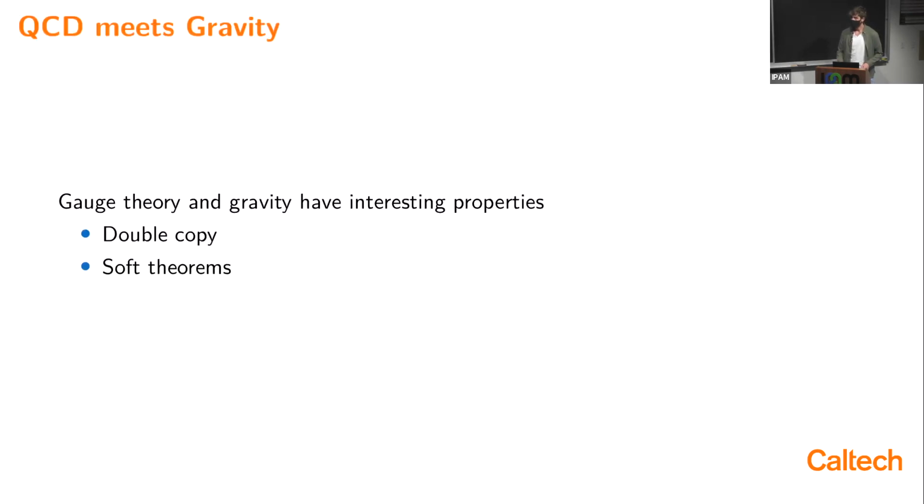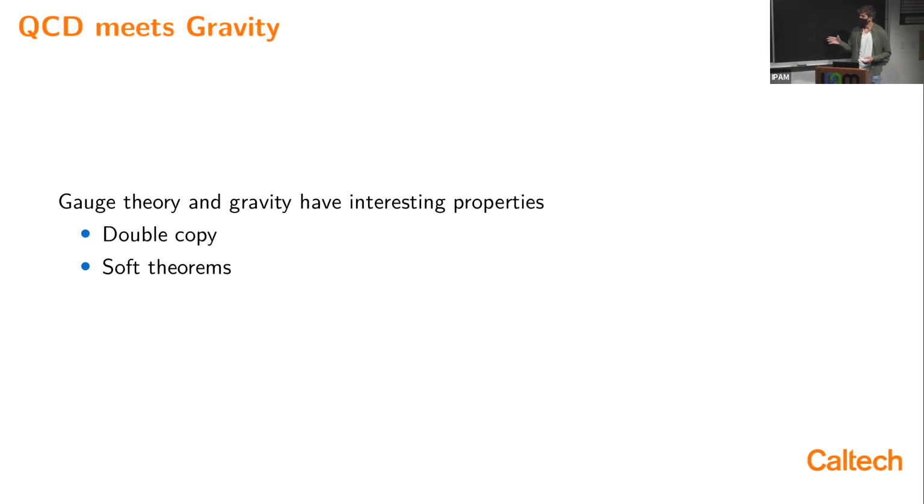But first, we can reflect on this conference as a whole. So we had QCD meets gravity, and there's been a lot of interesting talks about both gravity and QCD, which is not surprising because both gravity and gauge theory have very special properties. They have interesting double copy features. They also have universal soft theorems. So there's a lot to discuss.